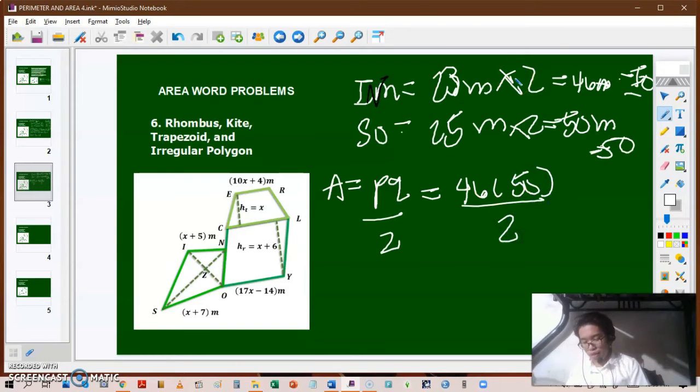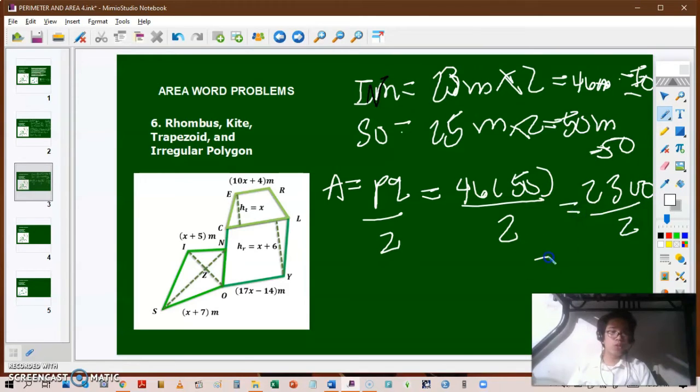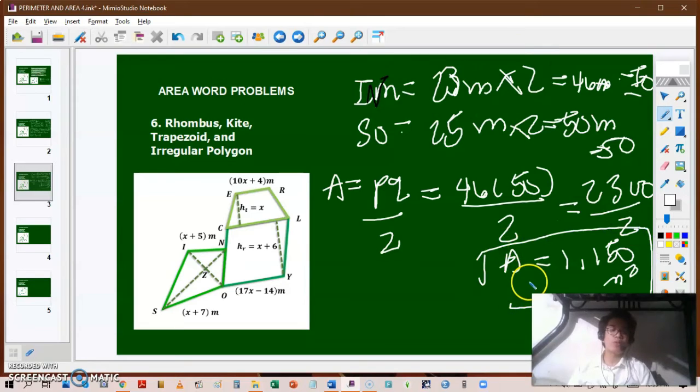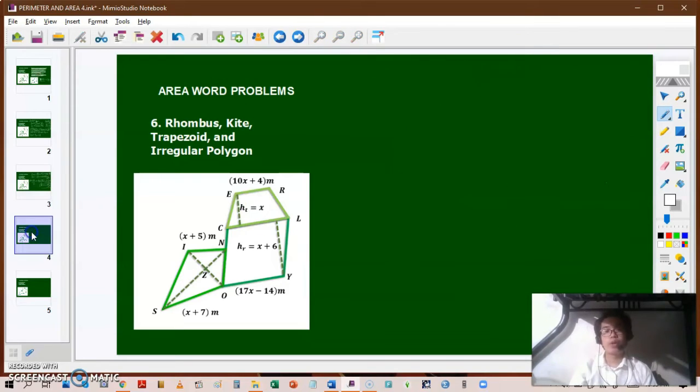So what's 46 times 50? That's simply 2,300. 2,300 divided by 2 is 1,150 meters squared. So that's a very big entrance hall for the kite shaped figure that we have here. So the area of the kite is 1,150 meters squared.